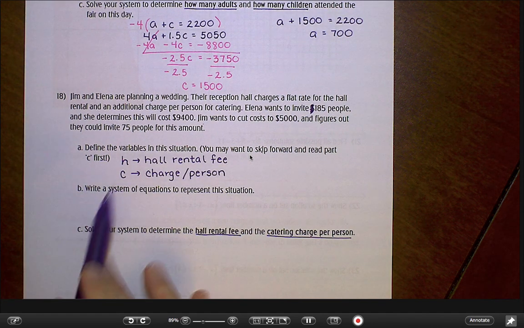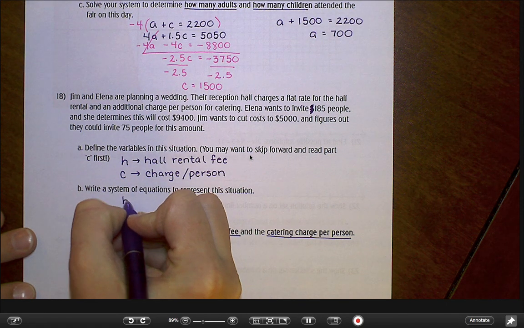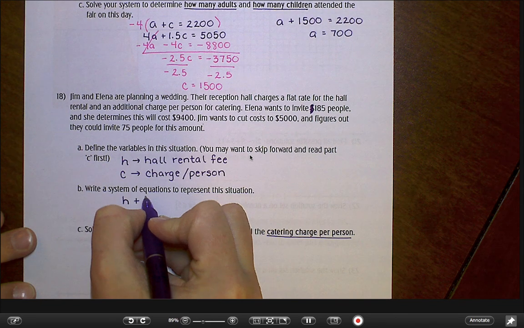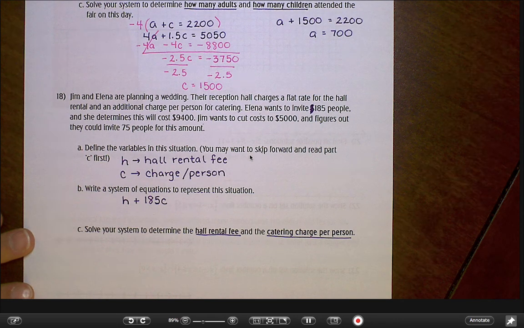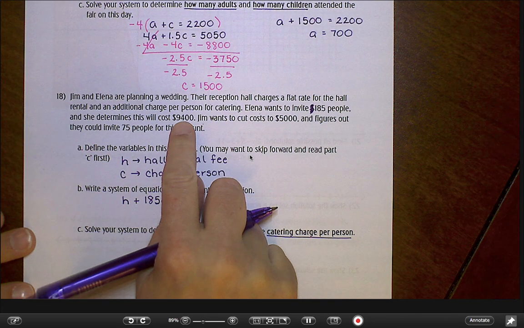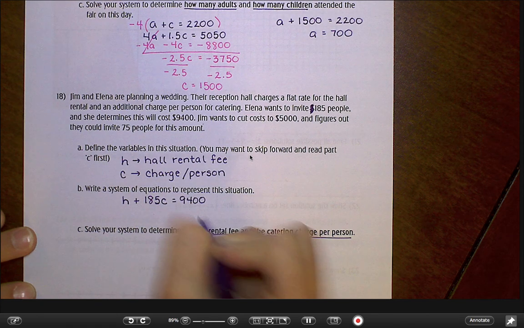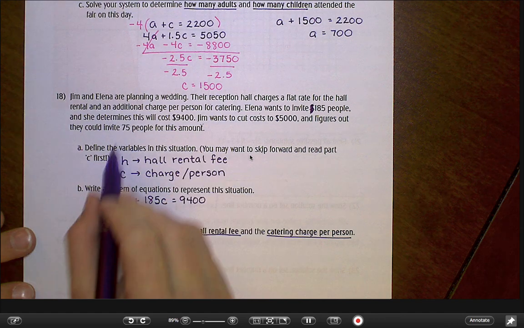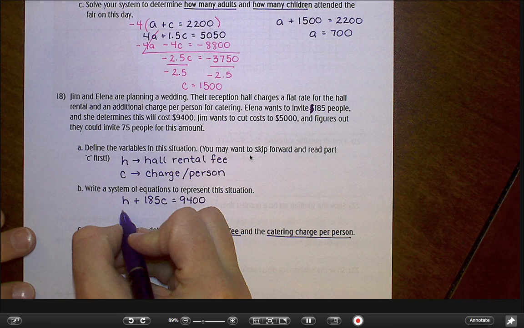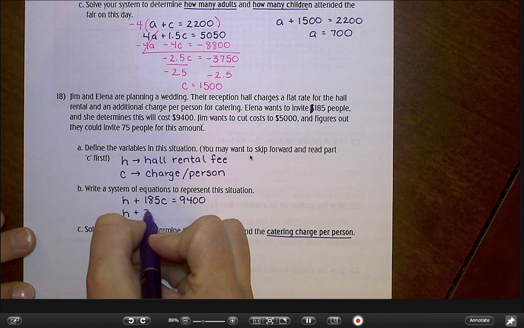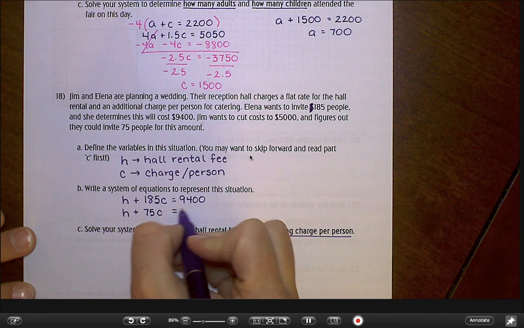If we're inviting 185 people, we're still paying this hall rental fee, right? Plus we're paying 185 times that catering charge. So H plus 185C, and that's going to be $9,400. Using Jim's plan, we're inviting 75 people. So he's still paying this hall rental fee, and he's paying 75 people for catering. And the total cost of that plan is going to be $5,000.